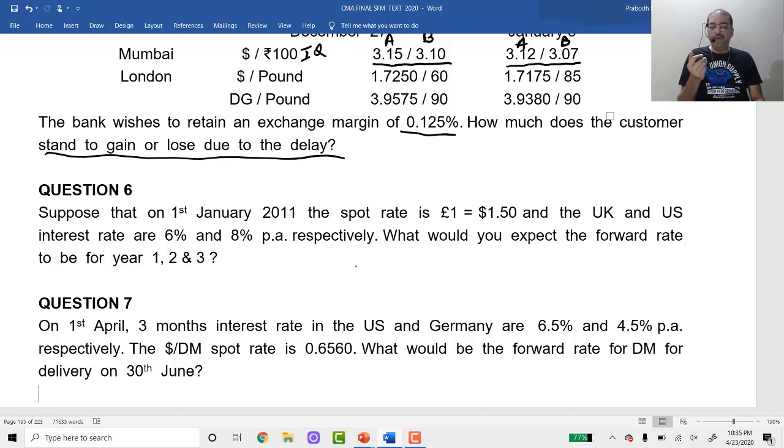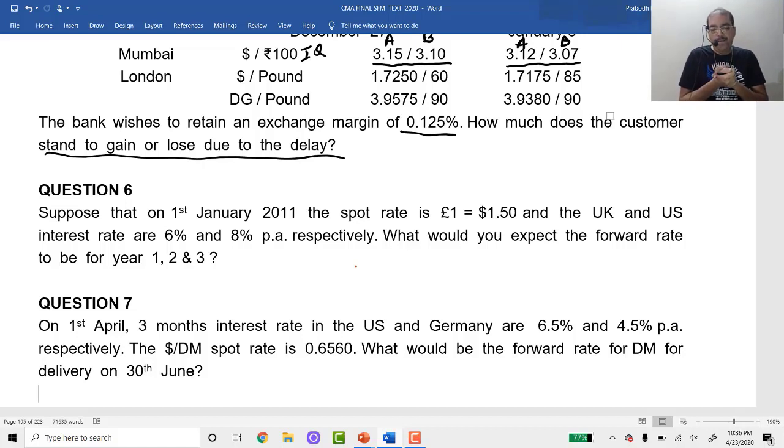The second method of calculating the forward rate is where the rates of interest of the two countries are given. Then in that case, I calculate with the help of the rate of interest. I add the rate of interest to the exchange rates. So question number 6 is dealing with adding interest rates to the exchange rate.